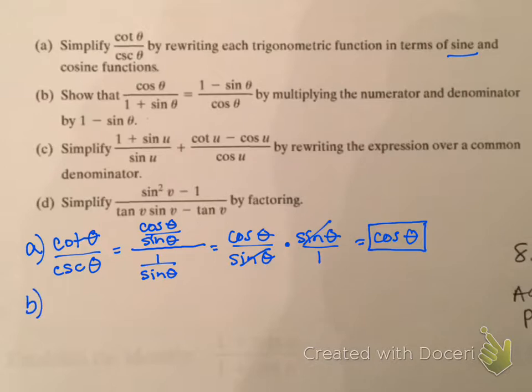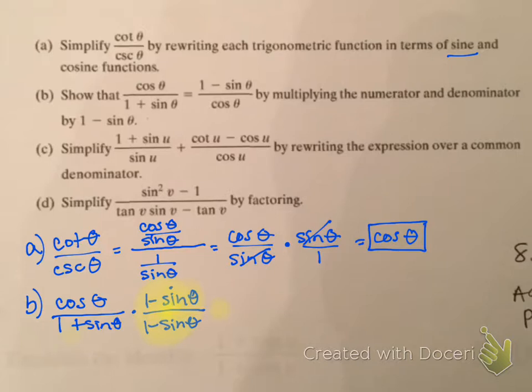Okay, B says show that cosine theta over 1 plus sine theta is equal to 1 minus sine theta over cosine theta by multiplying the numerator and denominator by 1 minus sine theta. So if I start on that left-hand side, because that's what the directions are telling me to do, I have cosine theta over 1 plus sine theta. Now it's telling me to multiply that by 1 minus sine theta. And what you do to the bottom, you have to do to the top, because this is like multiplying by 1. So I'm not really hurting the equation, I'm just multiplying by 1.